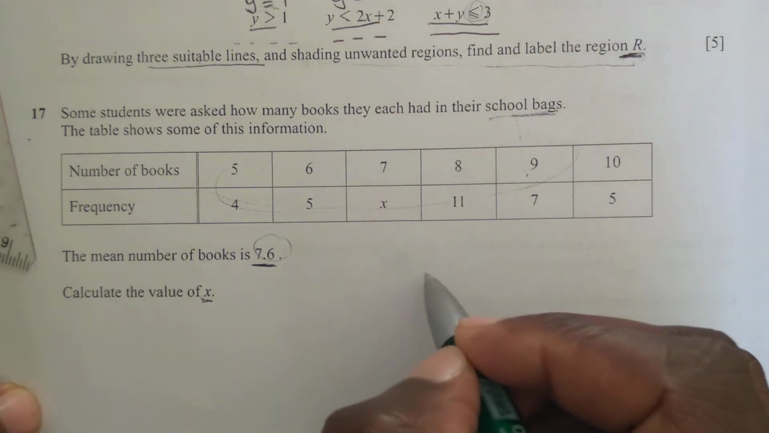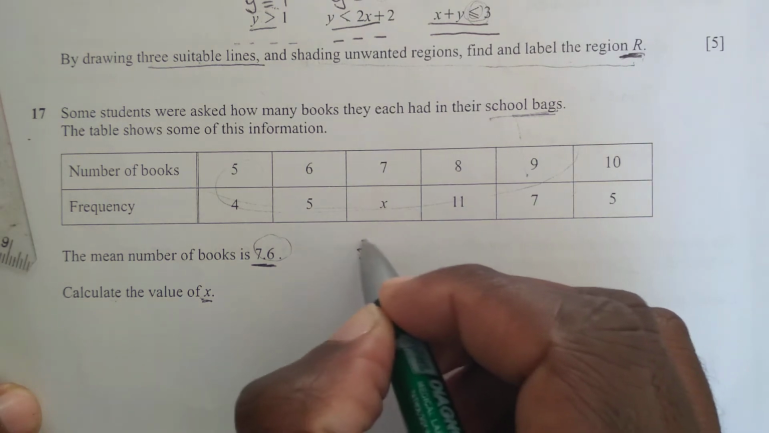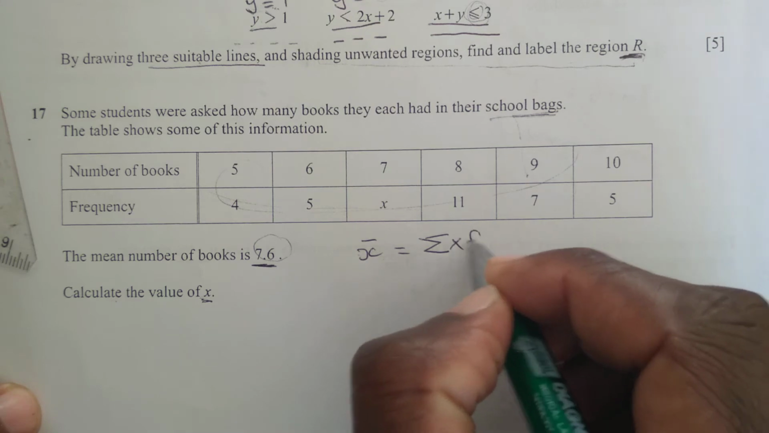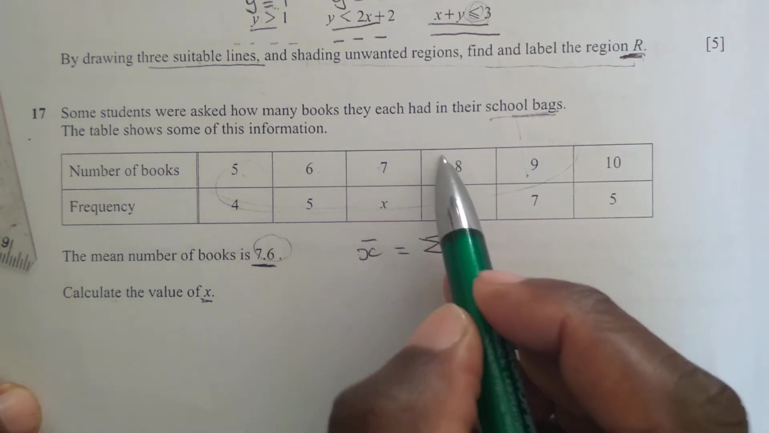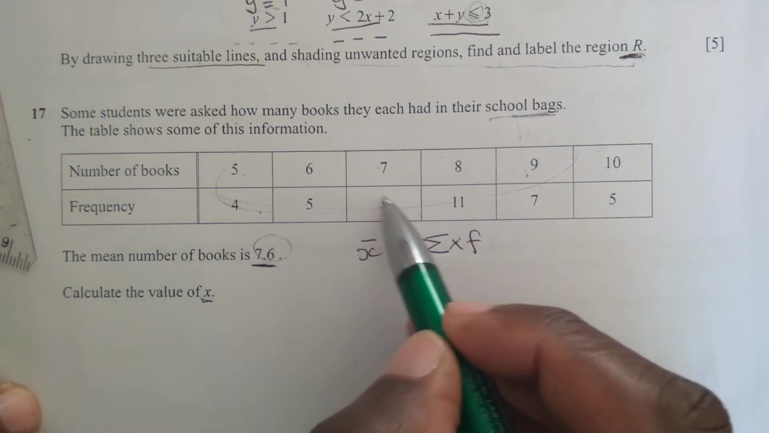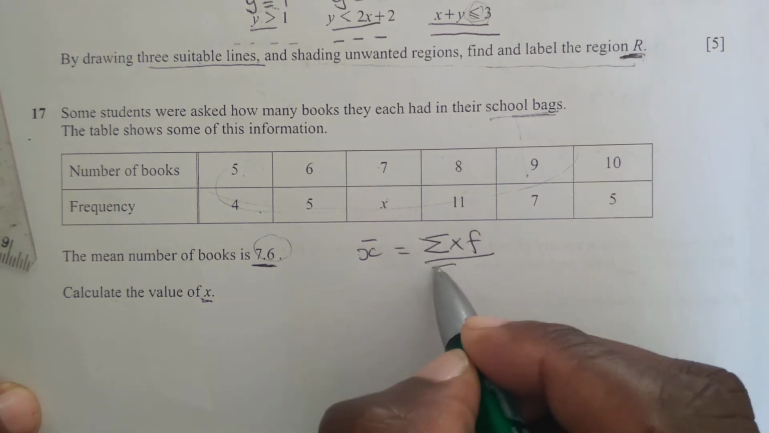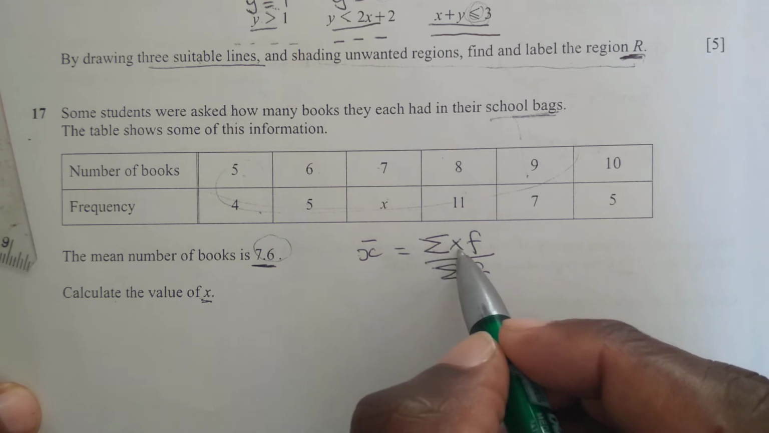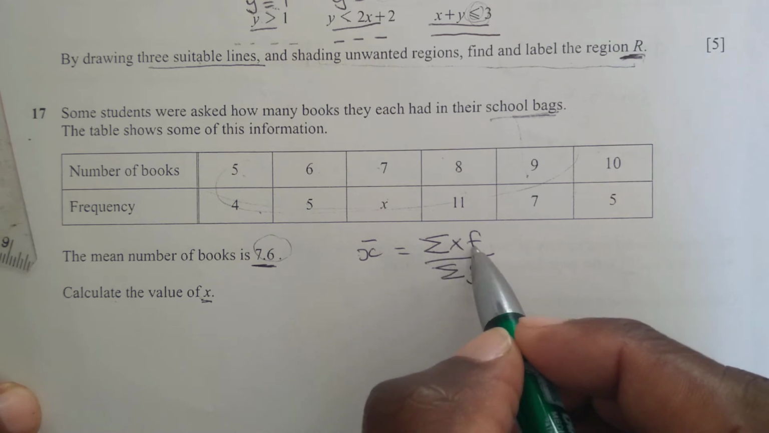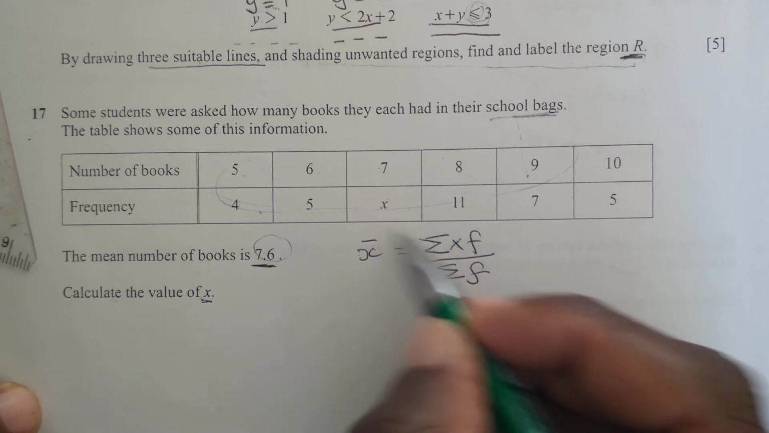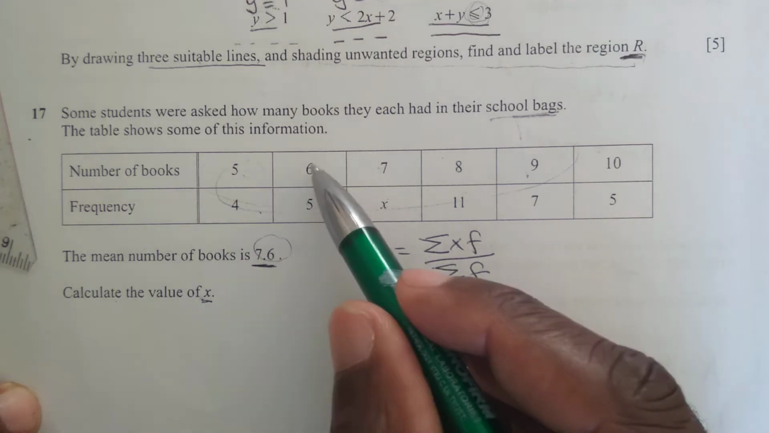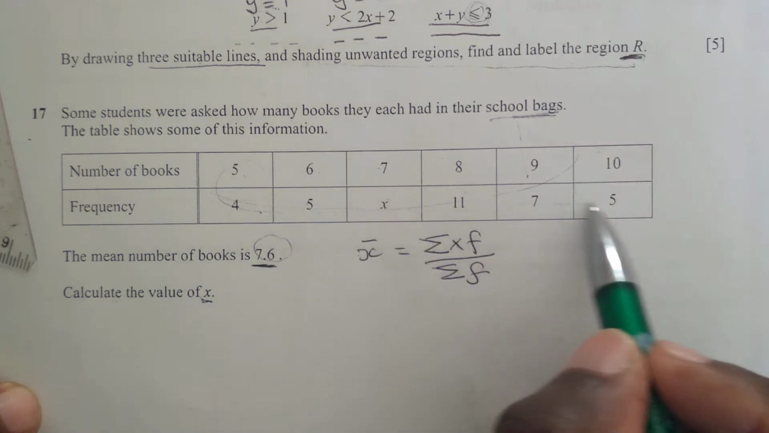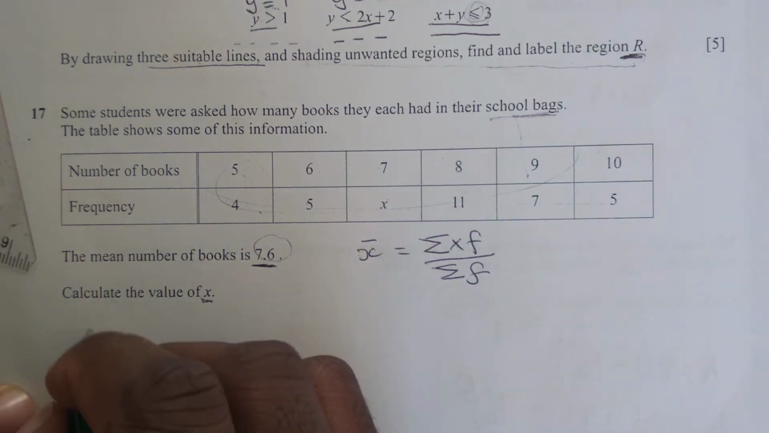So we know that the mean is equal to the sum of x times f, where x are these values and f are these frequency values, all over the sum of frequencies. So this means the summation of number of books times the frequency. So the summation of 5 times 4, 6 times 5, and so forth, divided by the sum of all these numbers. So let's go ahead and do it.